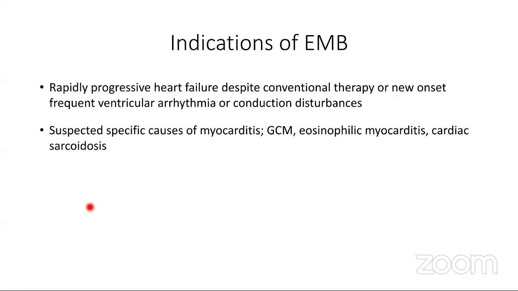What are the indications of endomyocardial biopsy in the guidelines? In patients with rapidly progressive heart failure despite conventional therapy, or new onset ventricular arrhythmia or high-grade AV block. And suspected specific causes of myocarditis like giant cell myocarditis, eosinophilic myocarditis, or cardiac sarcoidosis.